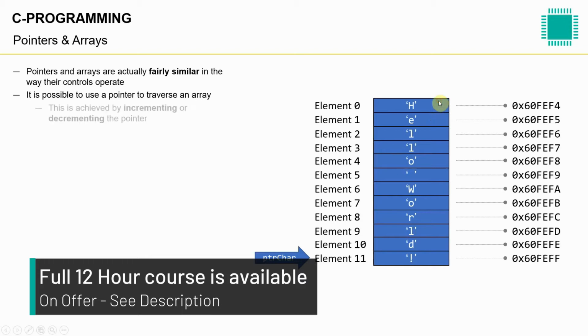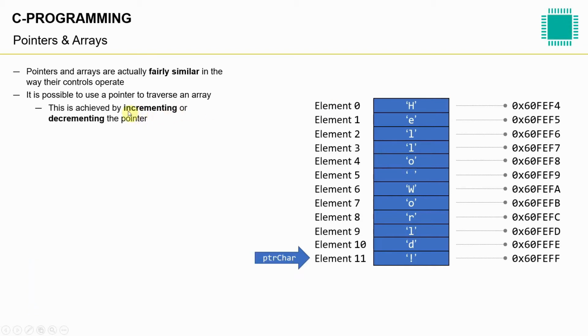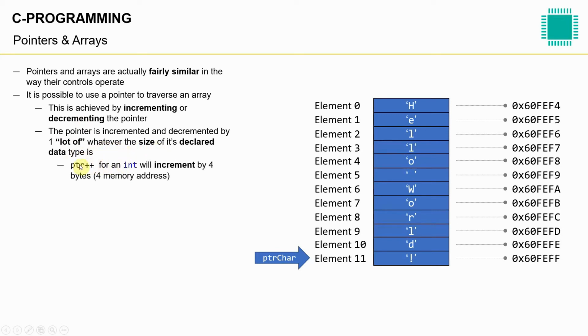Now how do you go about doing that? Well, you want to increment the pointer. You can actually also decrement the pointer as well. It is possible to increment and decrement pointers. The pointer is incremented and decremented by one lot of whatever the size of its declared data type is. So if I wanted to do a statement such as ptr++ for an integer, it will increment by 4 bytes, which is 4 memory addresses.